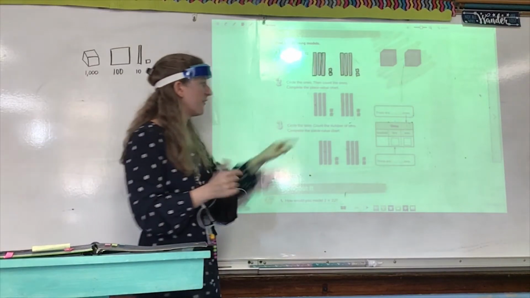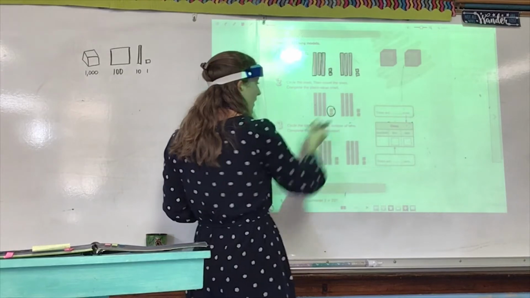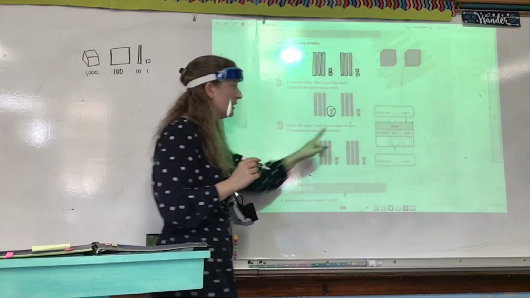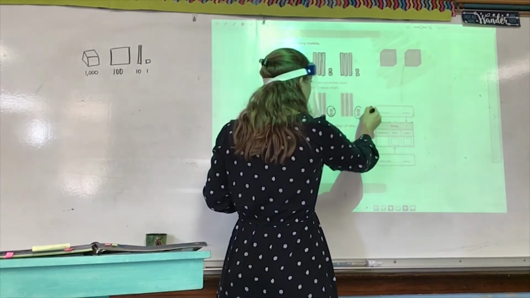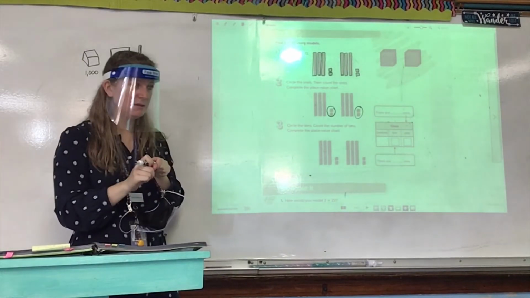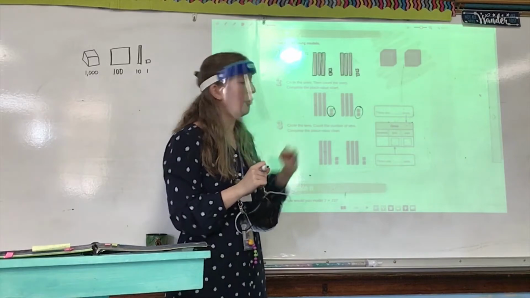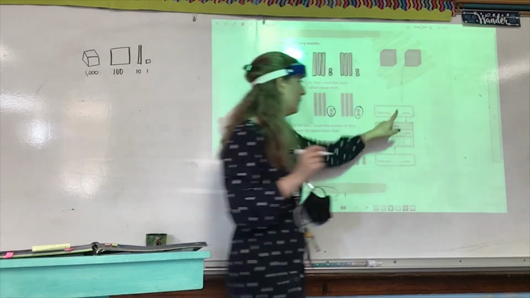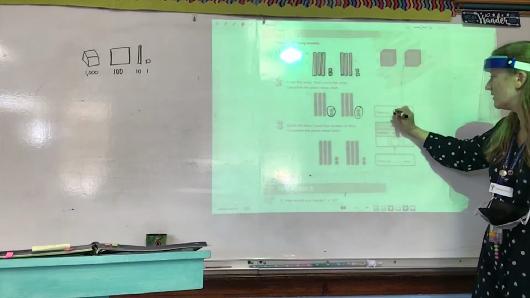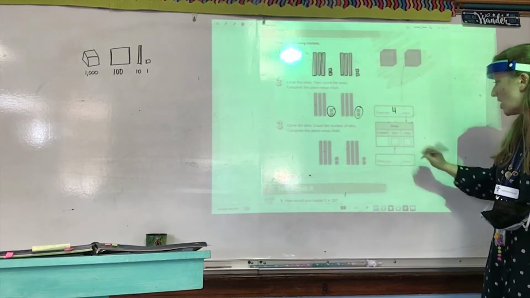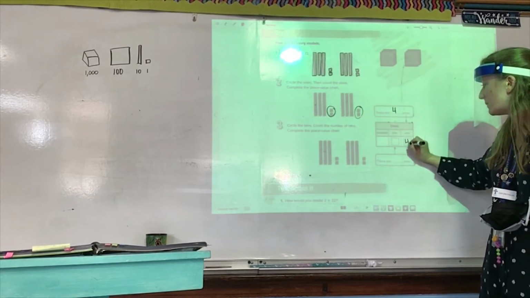So let's look at our first model of 32. Circle the ones. Let's look at our second model of 32 and circle the ones. We have 1, 2, 3, 4 ones. So there are how many ones, class? 4. So in my place value chart, in the ones place, I put 4.